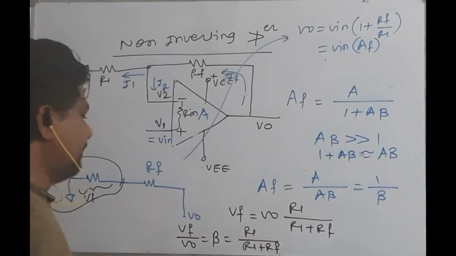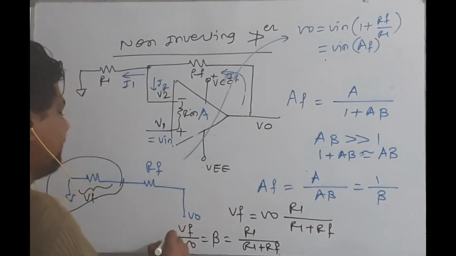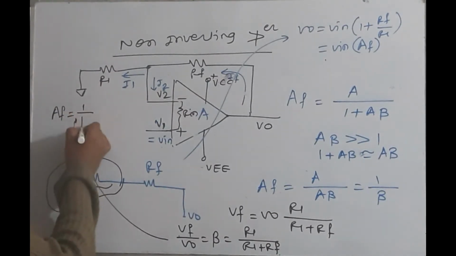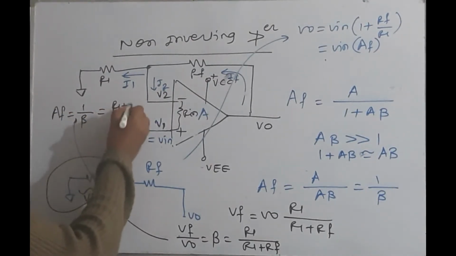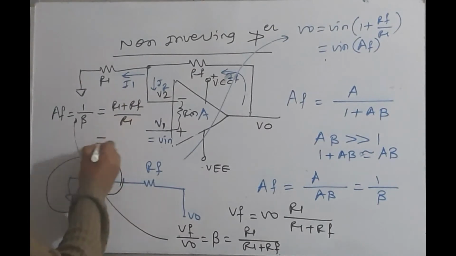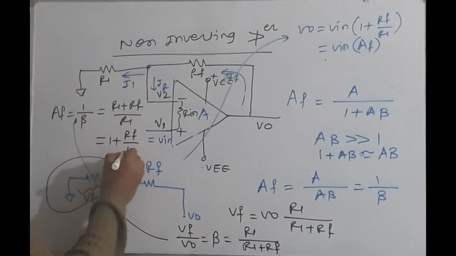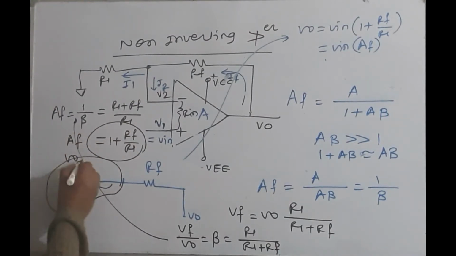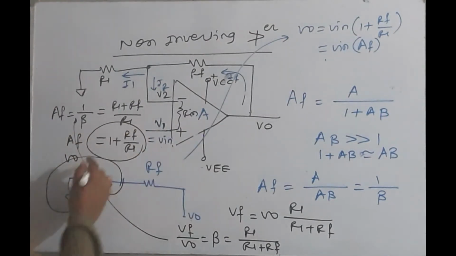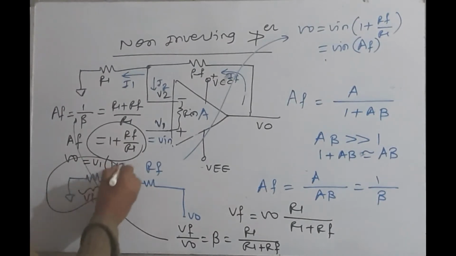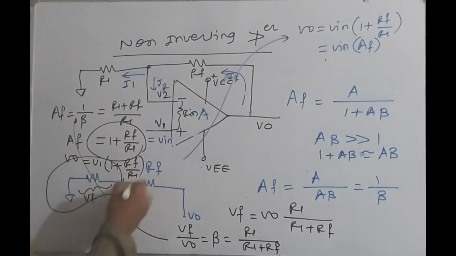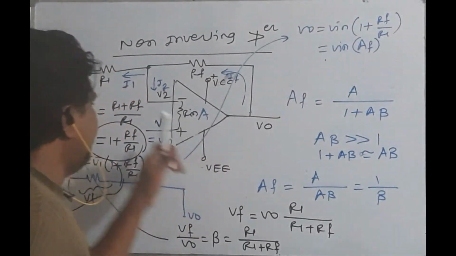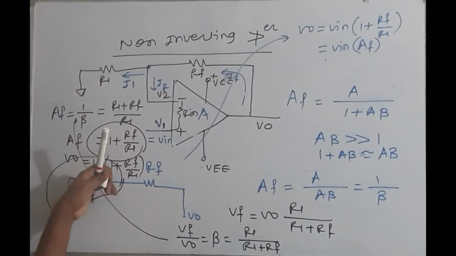So if we try to find out AF, which is equal to 1 by beta, that is (R1 plus RF) divided by R1, which is 1 plus RF divided by R1. So V0 is equal to V1 into 1 plus RF divided by R1, isn't it? Same thing I have written: V0 is equal to Vin into 1 plus RF upon R1. Here Vin is nothing but V1.